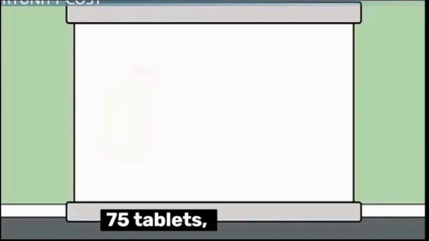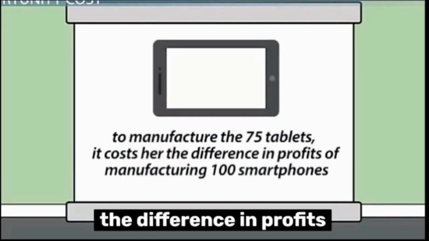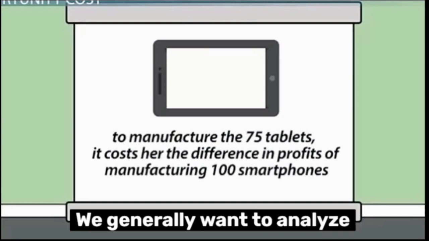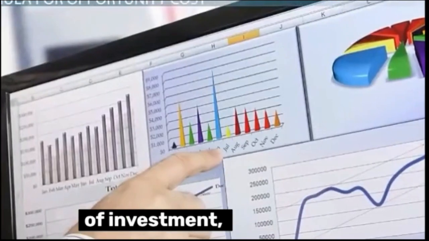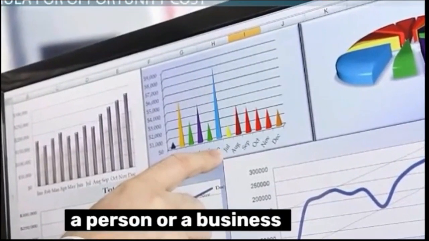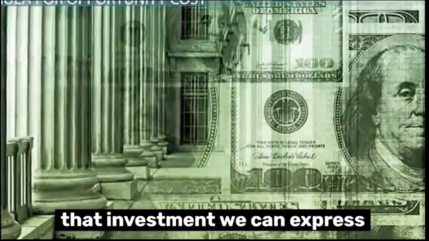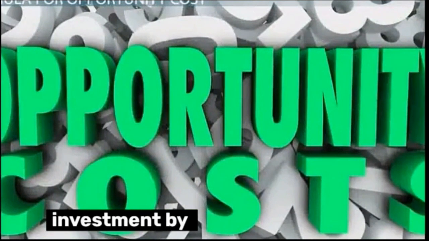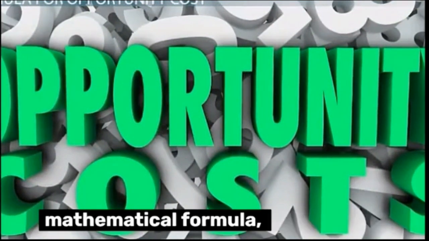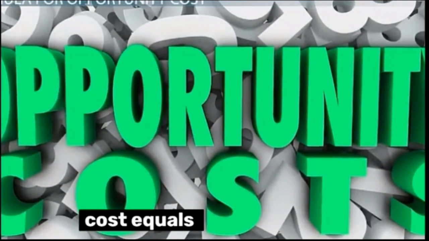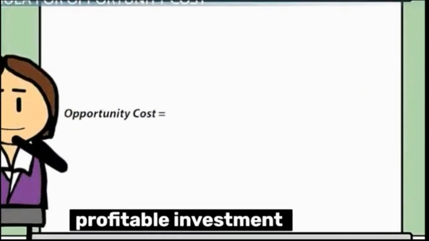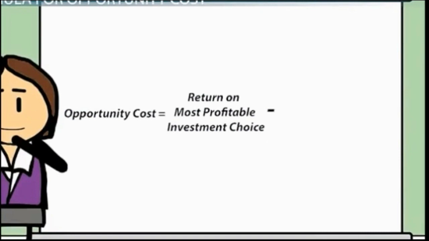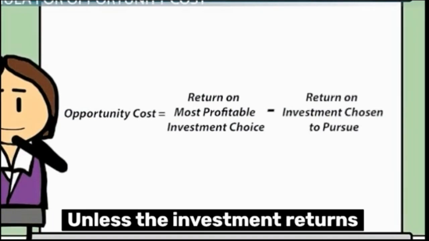On the other hand, if she chooses to manufacture the 75 tablets, it costs her the difference in profits of manufacturing 100 smartphones. We generally want to analyze opportunity costs in terms of investment, whether it's a person or a business making that investment. We can express opportunity cost in terms of a return or profit on investment by using the following mathematical formula. Opportunity cost equals return on most profitable investment choice minus return on investment chosen to pursue.